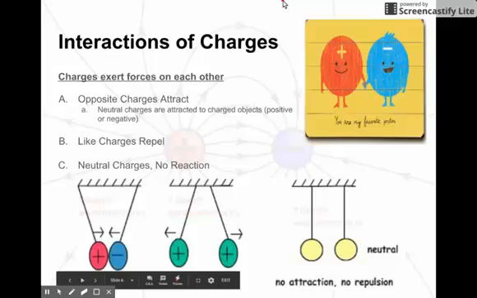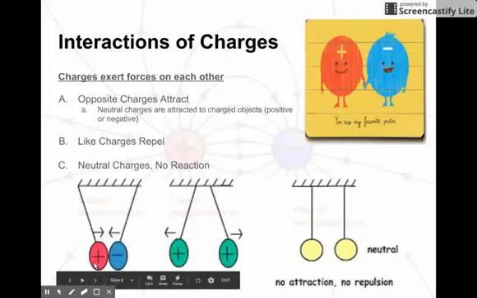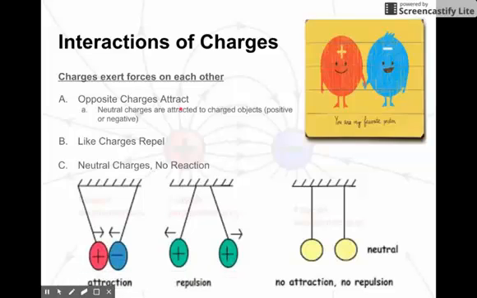So when charges interact, we can get some unique forces to occur. When we have opposite charges, a positive and a negative, we're going to get an attraction. You probably have heard the term opposites attract. That comes from an actual science understanding. Positive and negative charges are going to attract one another. Same thing with a neutral charge. If we have a positive charge and a neutral charge, we're going to get some attraction. Same with a negative and a neutral charge, we're going to get attraction.